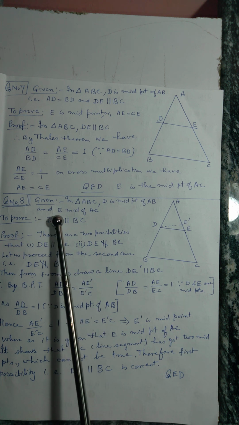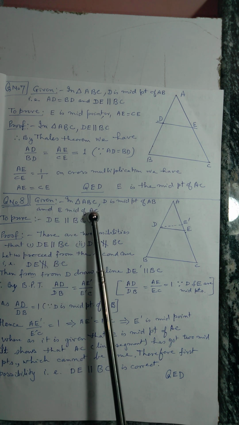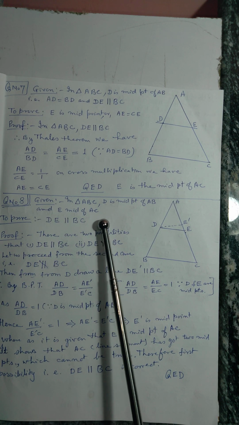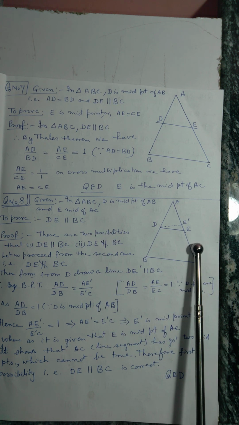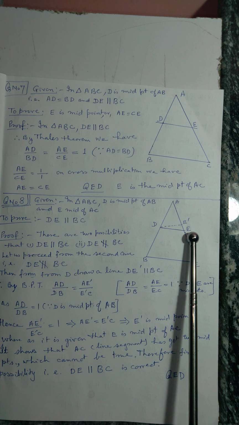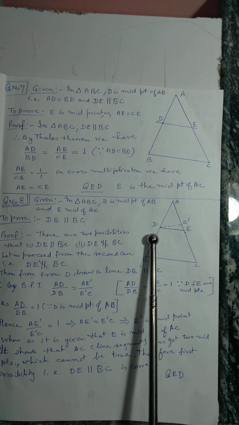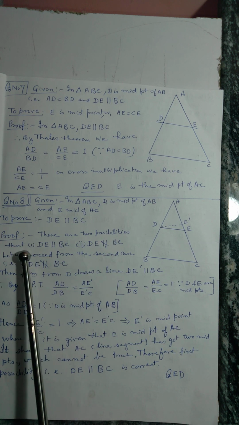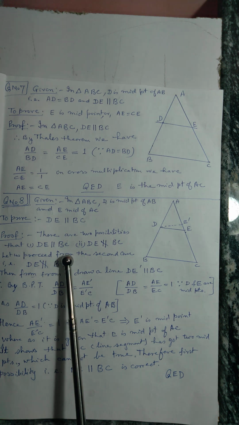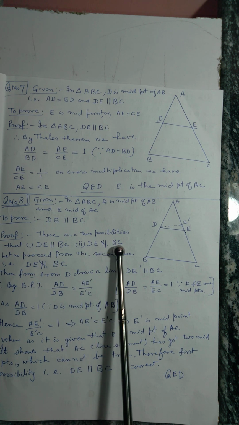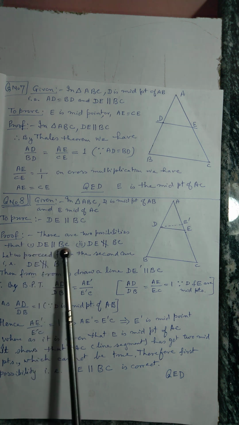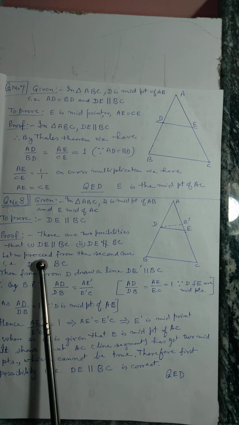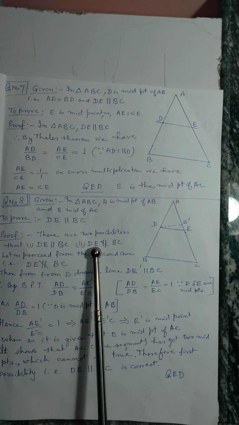Here you see, given triangle ABC, D is the midpoint of AB and E is the midpoint of AC. So D and E are the midpoints. Joining DE, we have to prove that DE is parallel to BC. Now, there are two possibilities: DE is parallel to BC, or DE is not parallel to BC. If DE is parallel to BC, it was to be proved, and there is no need of any proof. But let us proceed from DE is not parallel to BC.